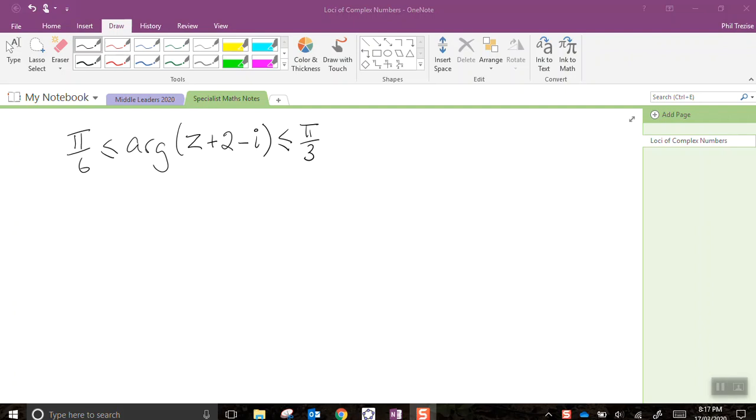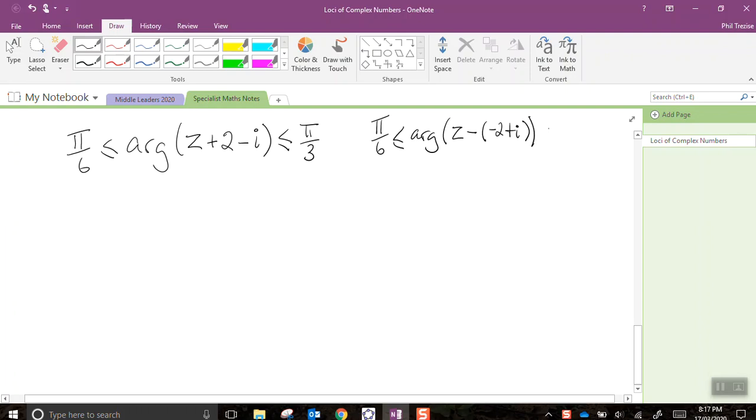Hi again everyone. We're looking this time at a locus in the complex plane that involves the argument rather than the modulus of this complex number. So there's the argument of z plus 2 minus i. Now again we could think geometrically, and to do so I'll want to think of this in terms of the difference between z and a complex number which is negative 2 plus i, equal to pi over 6.